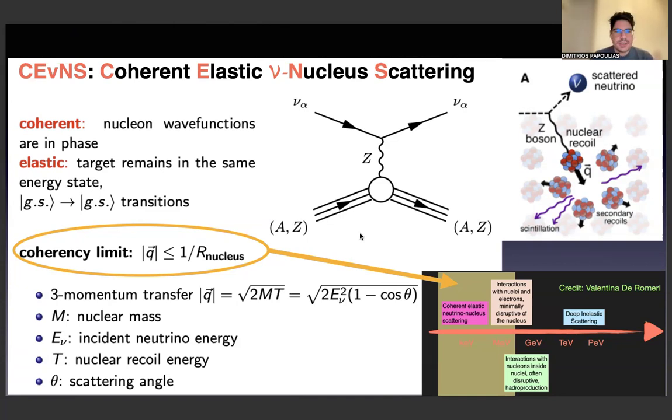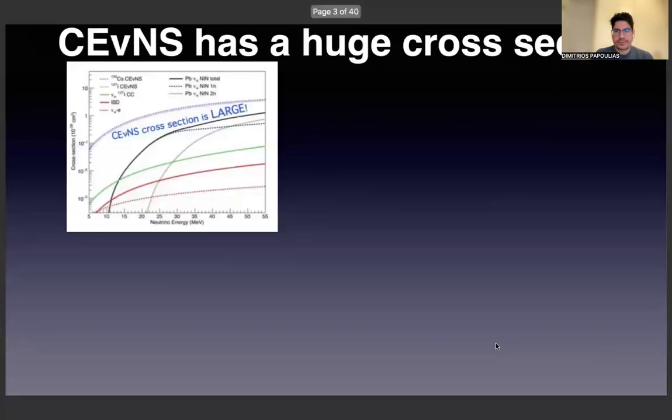So this process is observed as long as the coherency limit is obeyed, and it takes place at energies from keV to a few MeV. This process is a very interesting one because it has the largest cross-section in the neutrino world.